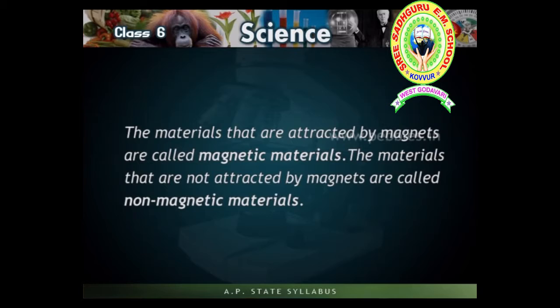The materials that are attracted by magnets are called magnetic materials. The materials that are not attracted by magnets are called non-magnetic materials.